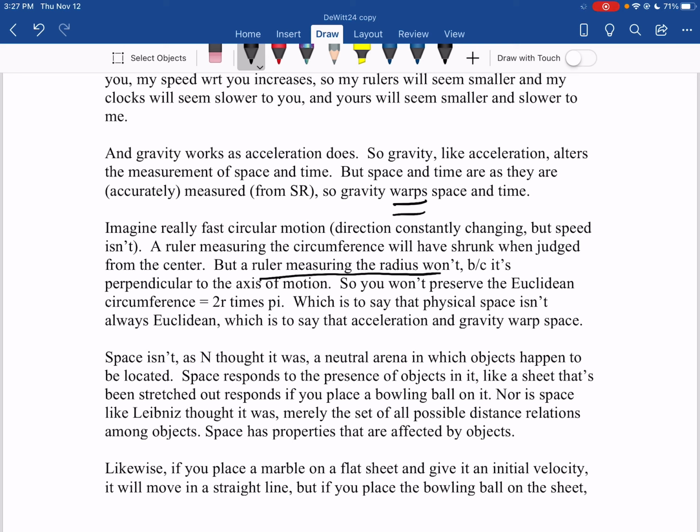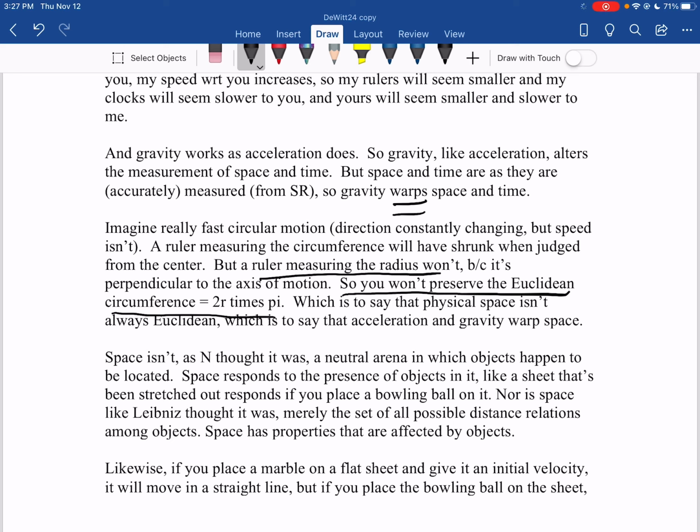Same principle is at work here. The circumference of the circle will be measured with a ruler that has shrunk, but the radius will not. What does that do? That means the geometry of this bit of physical space is no longer Euclidean. You're not going to be able to identify the circumference with pi times the radius times 2.